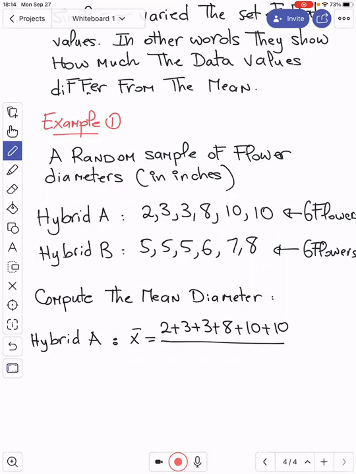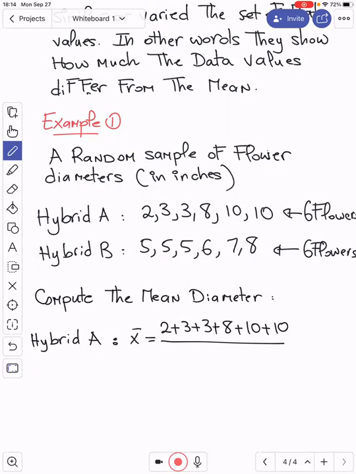Excuse me, a random sample of what? Sample of flower. Oh, okay. Thank you. Flower diameters. And we have two types of flowers, right? Hybrid A and another hybrid B.